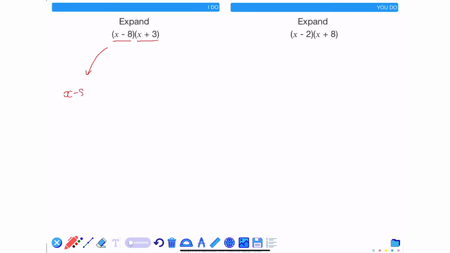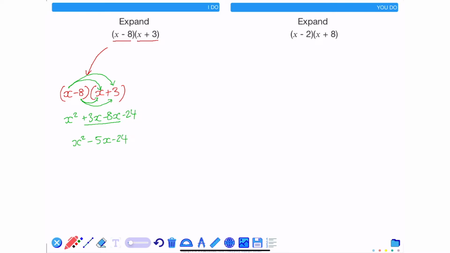That x minus 8 multiplied by x plus 3 can be expanded by x times x, which is x squared, x times 3, which is 3x. I've now multiplied everything in the second bracket by x, so now multiply everything in the second bracket by negative 8. So negative 8 times x is negative 8x, and negative 8 times 3 is negative 24. You'll notice that the middle two terms can now be simplified, so this gives me x squared minus 5x minus 24.